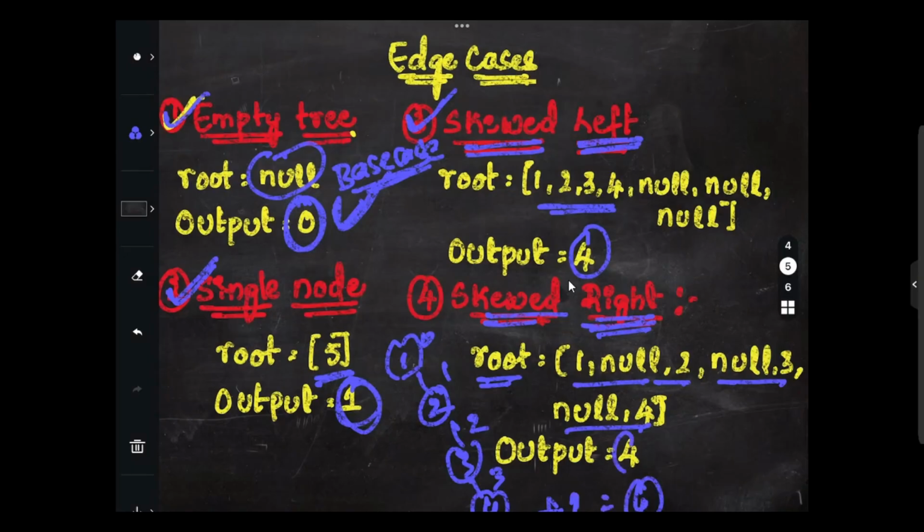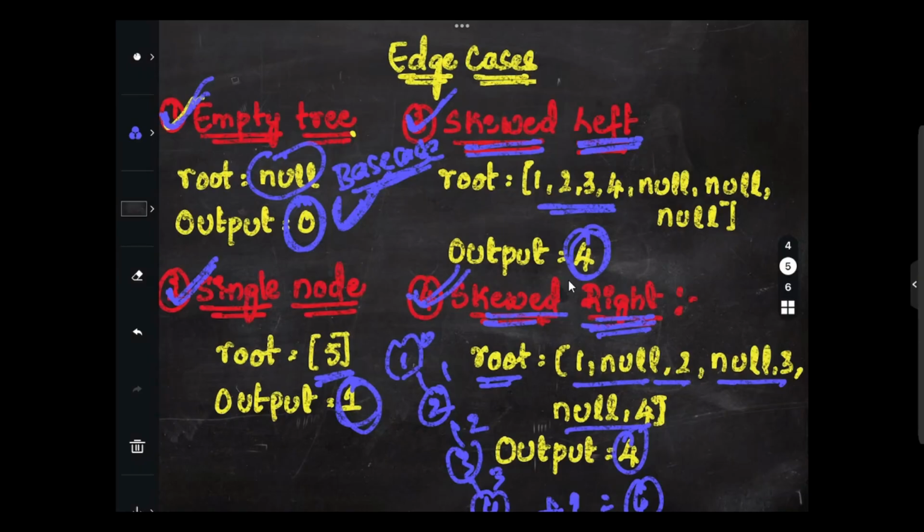So this will be 4 here in this case. Same goes with the left skewed tree as well, right? So you can just draw it in the same way, but it will be skewed towards the left. So this is fine. These are the 4 edge cases that we need to keep in mind. First one is for the empty tree, second is for the single node, third one is for the left skewed tree, fourth one is for the right skewed tree, right? So these 4 edge cases we need to keep in mind.